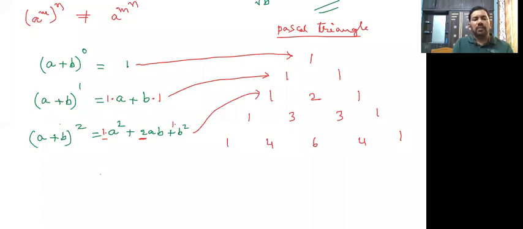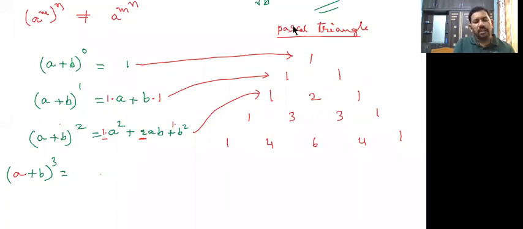Now we want to write a plus b whole cube. That means, observe here, this is binomial expansion. Binomial means an expansion consisting of two terms is called binomial expansion. An expansion consisting of three terms is called trinomial expansion. How to expand this? The first term power is going to decrease. The second term power is going to increase.